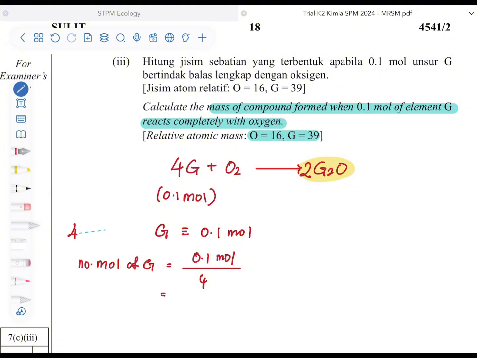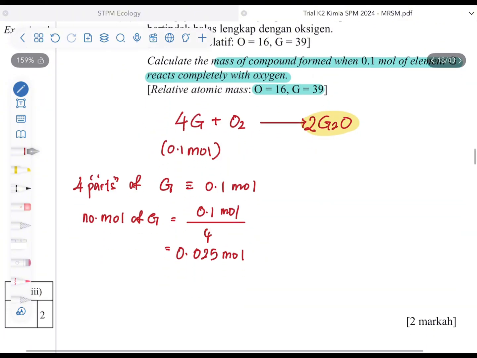Don't put the moles or else you will get confused. For 4 parts, you can say 4 parts. 4 parts of the G stand for 0.1 mole. So dividing by 4, we will get 0.025 mole. So always go according to the chemical equation.